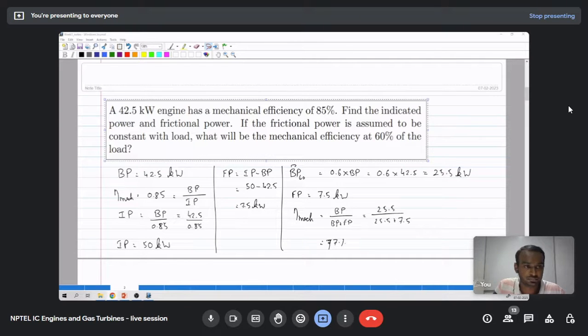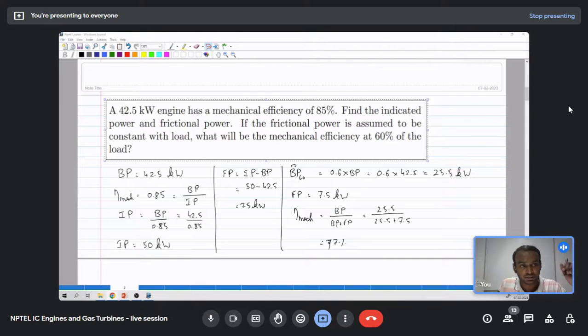Which fuel has a higher self-ignition temperature, petrol or diesel? You can guess. Petrol. Yes. Why? That is a property of the fuel, and that is the reason why we have spark ignition when we use petrol as a fuel.